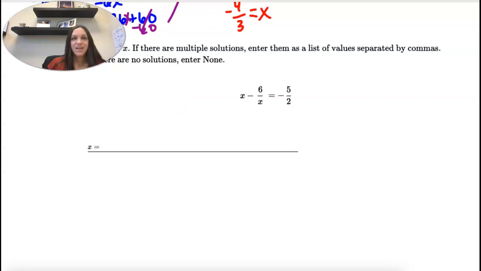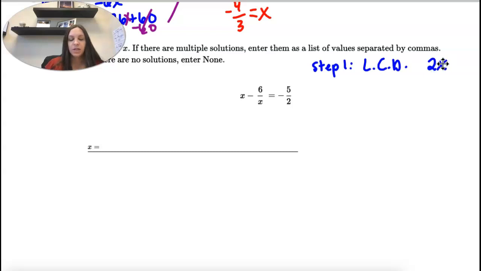Okay, number 4, solve for x. So step 1 is identify the least common denominator. So look at our denominators. It's x and 2. So our common denominator is going to be 2x. We're just going to multiply them together.